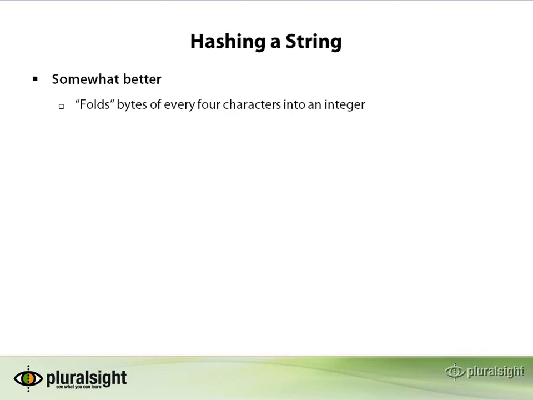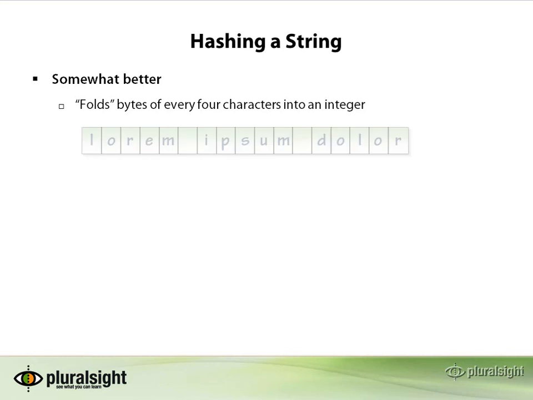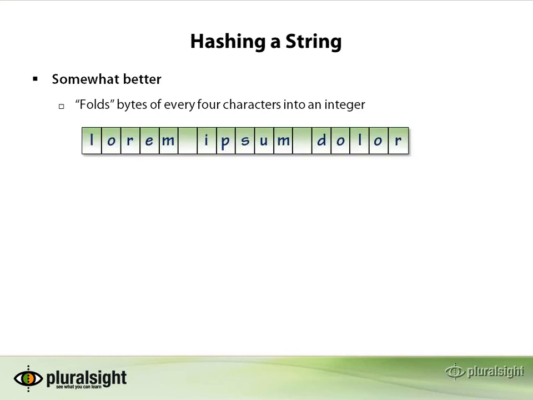This is a little bit better, and what it does is it folds every four characters into an integer. And remember, we can do that with ASCII because each ASCII character is 8 bits, 1 byte. An integer is 32 bits, or 4 bytes. So we can take four ASCII characters, cram them together, and say, hey, it's an integer. And that's what we're going to do here. So we have a string, it's a little lorem ipsum. And we're going to take the first four characters.